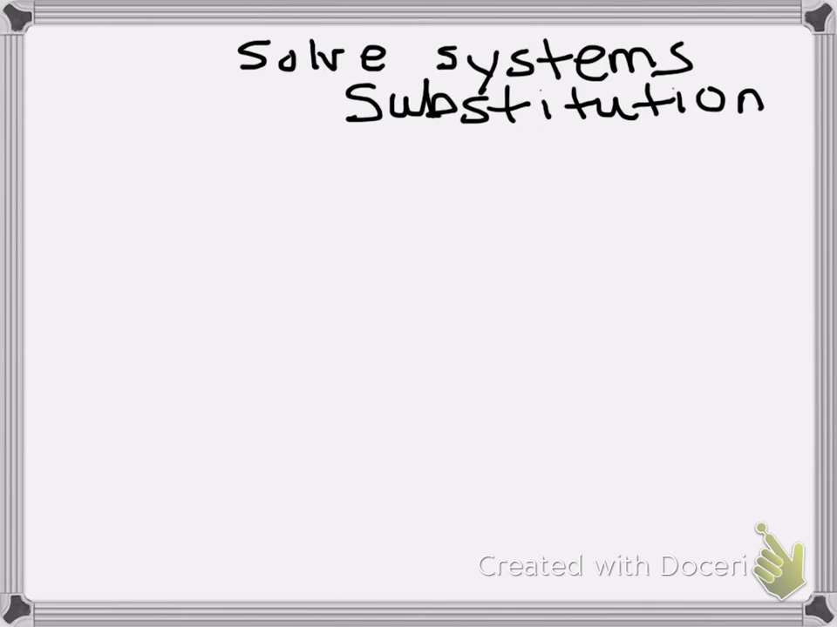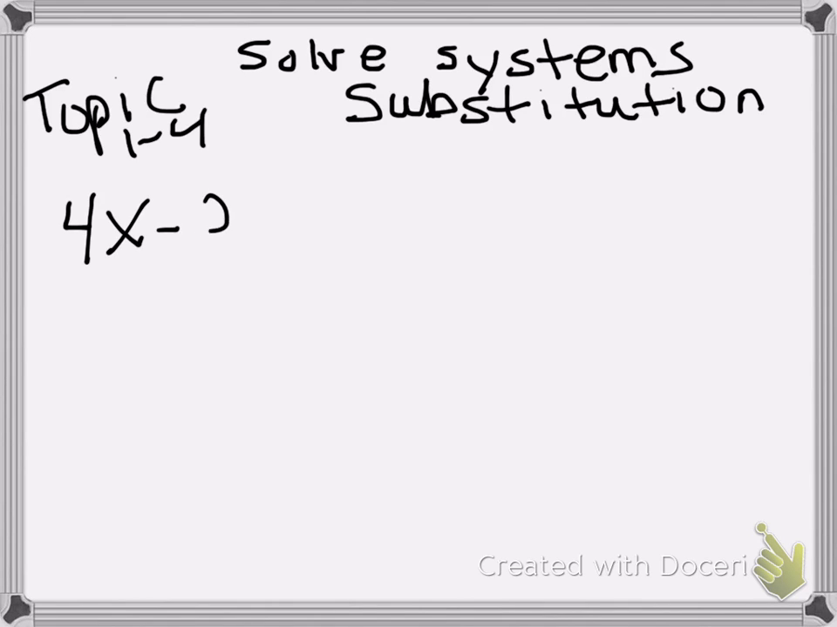Now in your packet, you have a paper that says Topic 1-4, Solving Systems by Substitution, Day 2. That's where I'm getting these problems. So you can either just write these down in your notes, or you can find that topic paper and use it to work problems with me. Either way, you need to know how to do these. So these are examples that will help you work your problems. So here's the first system.